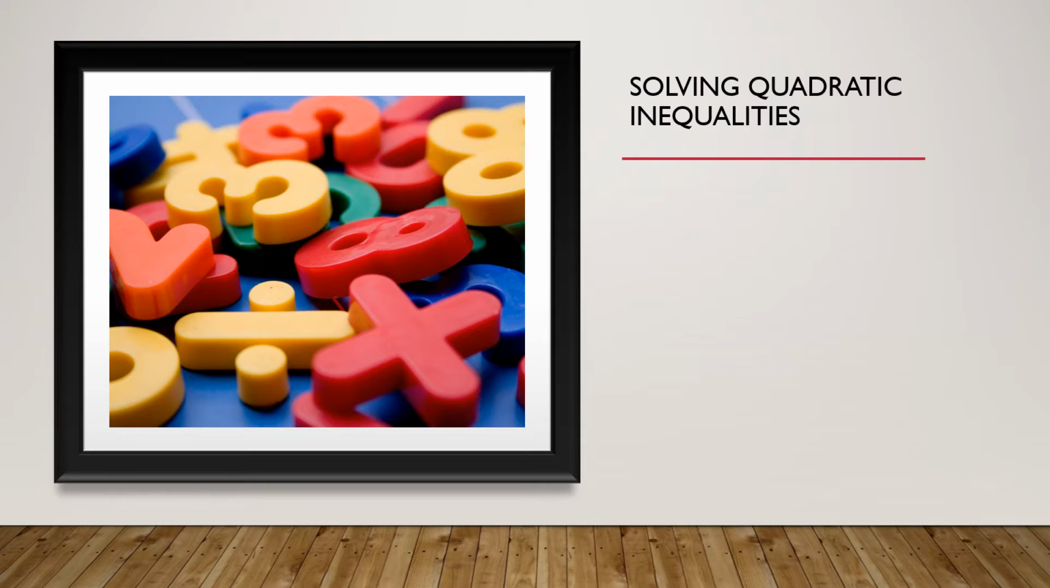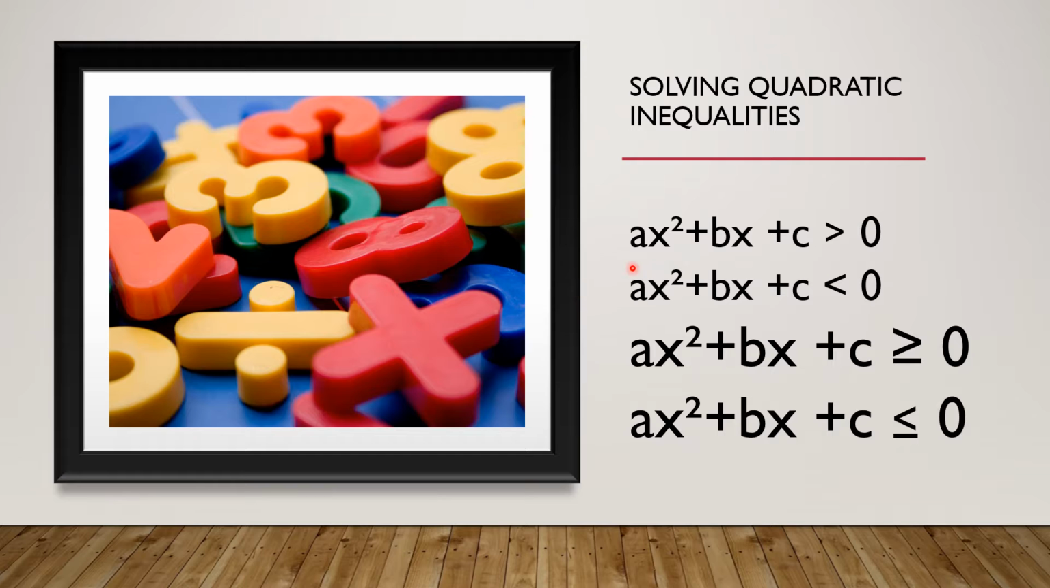So first, here are quadratic inequalities in standard form. I have here ax squared plus bx plus c is greater than 0, ax squared plus bx plus c less than 0, ax squared plus bx plus c greater than or equal to 0, and ax squared plus bx plus c is less than or equal to 0. So take note of this. First, you need to identify if the highest exponent of x is 2. And then, the inequality sign instead of equal sign.